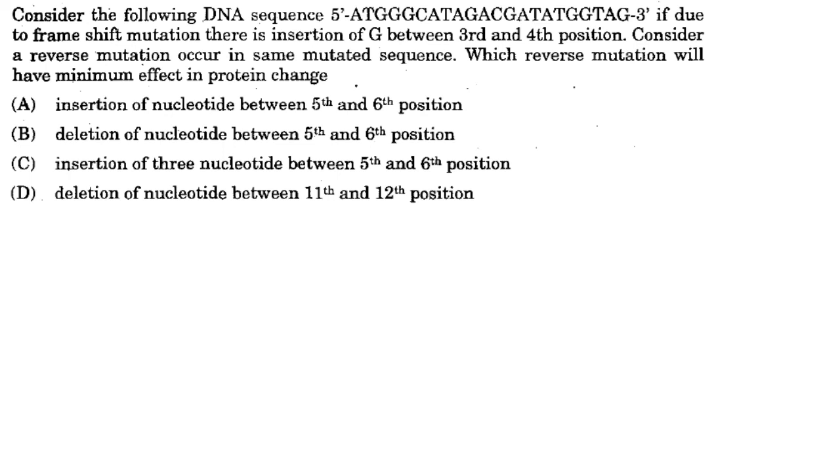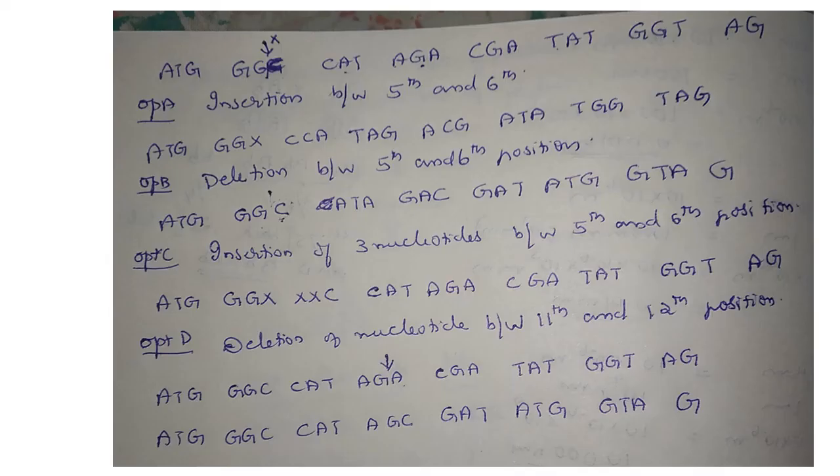Then consider the following DNA sequence. Due to frameshift mutation, there is insertion of G between 3rd and 4th position. Consider a reverse mutation occur in the same mutated sequence. Which reverse mutation will have minimum effect in protein change? So out of these options, which one will have minimum effect in protein change? That is, most of the protein amino acid sequence are retained as in the case of the original parent. So in which one the reverse mutation will have minimum effect in protein? It is in the next slide.